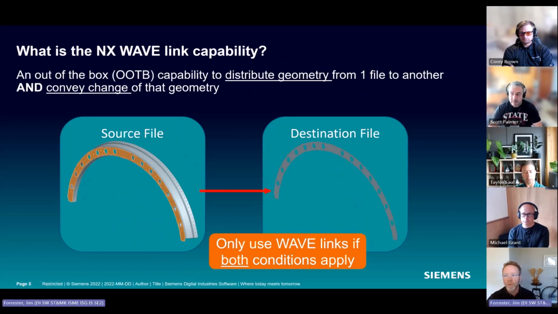If you're using wavelinks to copy geometry and that's all you're doing, you're burdening yourself with a lot of overhead. So just copy paste. If that's what you're doing, just copy paste. But if you want to associate and convey change of that geometry, then you use Wave.